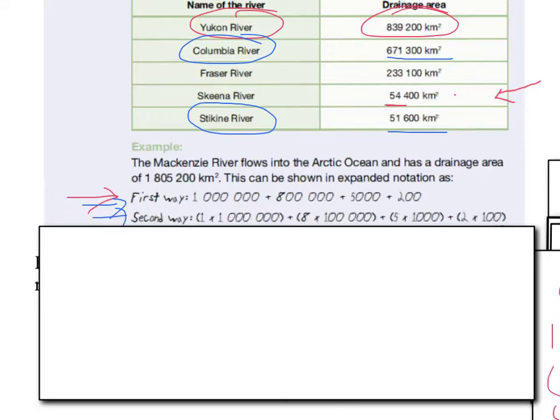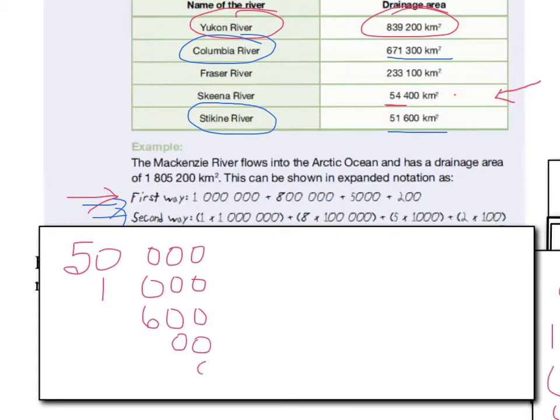All right, let's try the last one. 51,600 kilometers. First way I'm going to do it the up and down way this time, so I have 50,000 in my first place there, a 1 in the thousands place, fill those in with zeros, making sure I have my spaces, a 600, and there's no other digits, so I don't have to fill anything in. I could fill in the zeros if I wanted to, making sure I have my plus sign, very important to show that I'm adding all of these up.